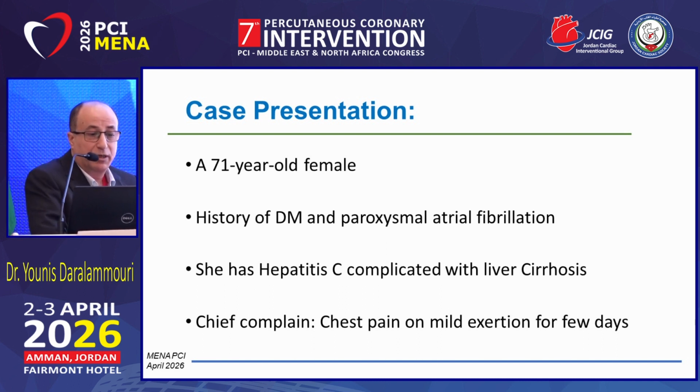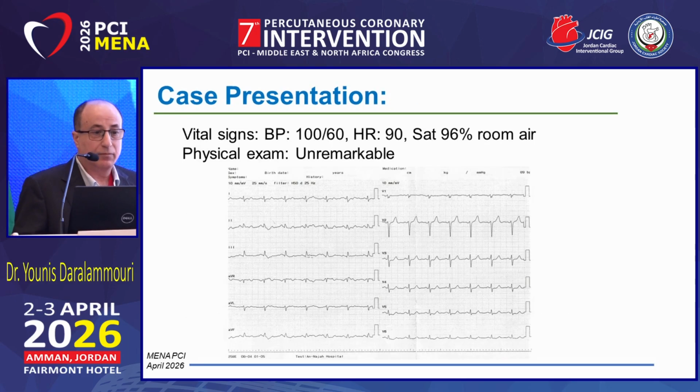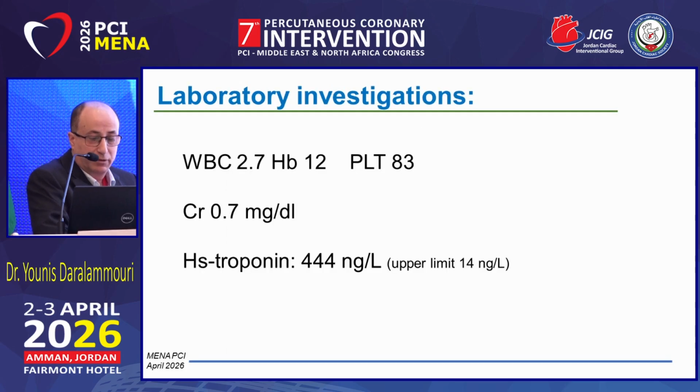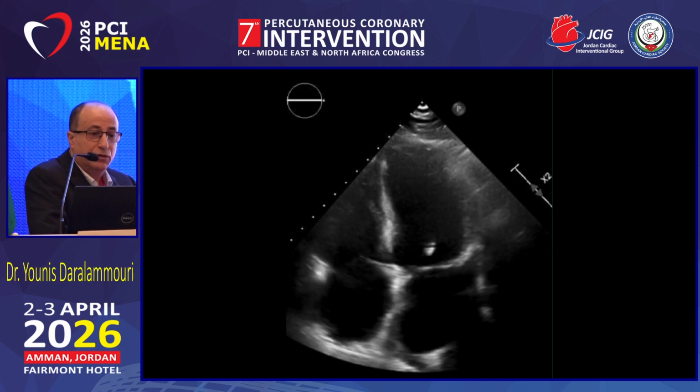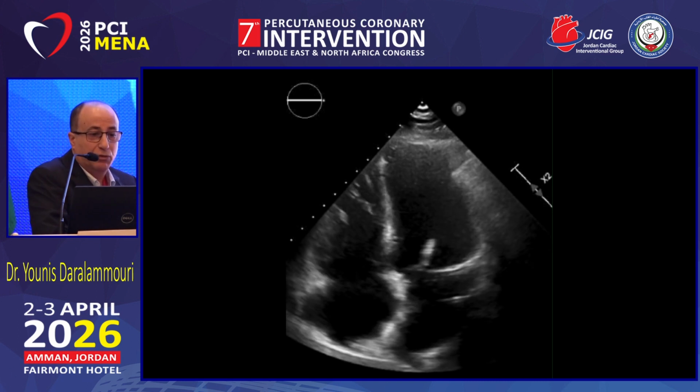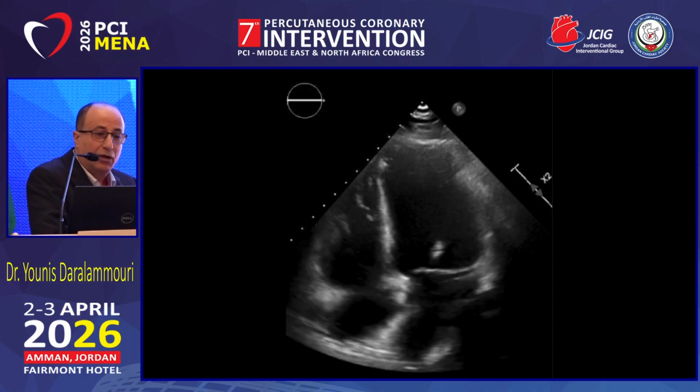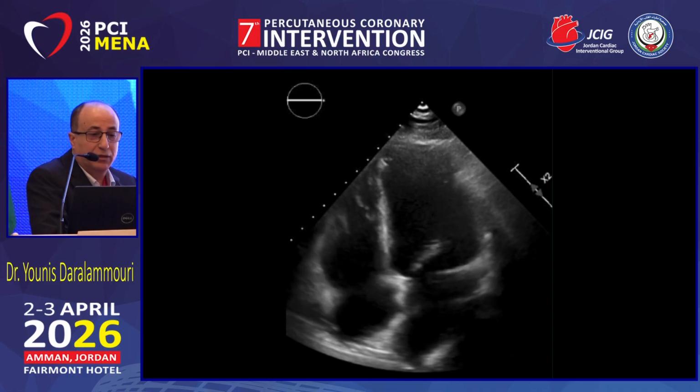She presented with chest pain on mild exertion for a few days. The ECG showed mild ischemic changes including ST depression. The lab tests revealed thrombocytopenia with a platelet count of 83,000 and elevated troponin. The echocardiography showed a severely reduced systolic pump function with an ejection fraction of 25 to 30%.